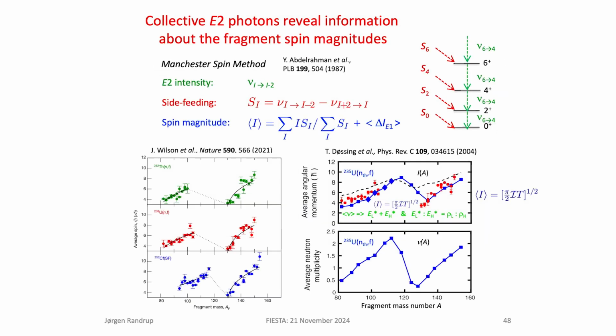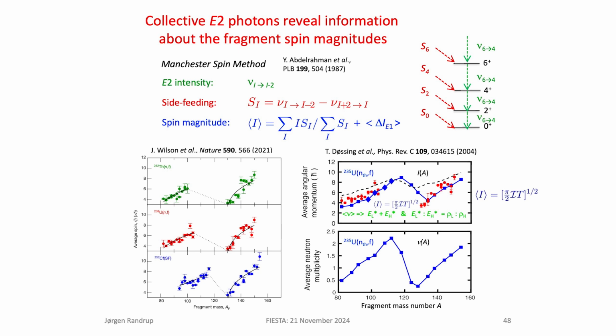Now, you can use this to get information about how the spin magnitude in the nucleus depends on the mass of the nucleus. And I want to just quickly go over some method that, as far as I understand, is called the Manchester method. I became aware of it in the recent Nature paper by Wilson and company. So the idea is there that you measure these transitions here, so you have an intensity from one level down to the next level.